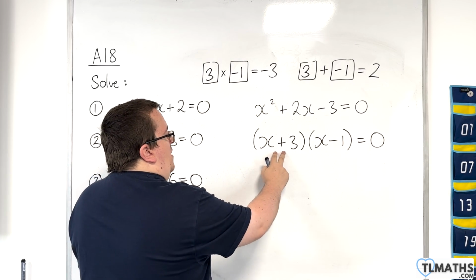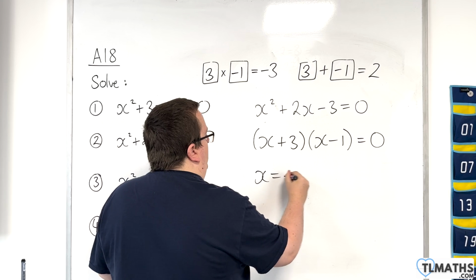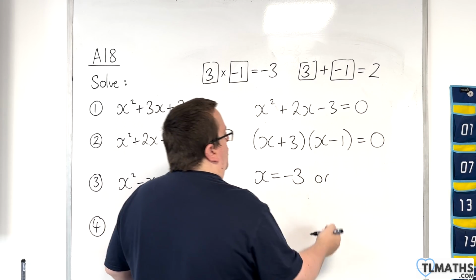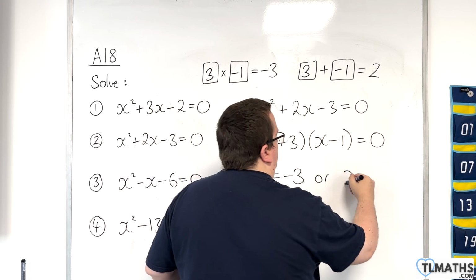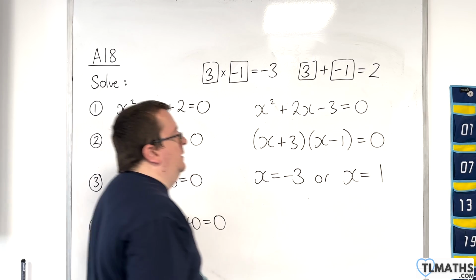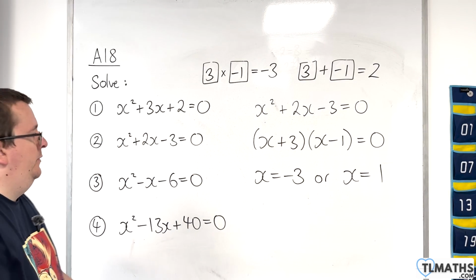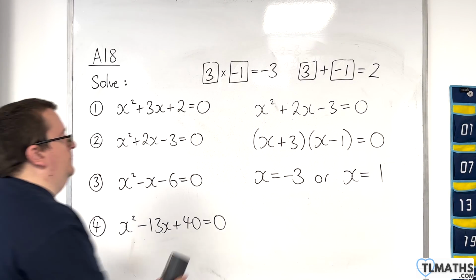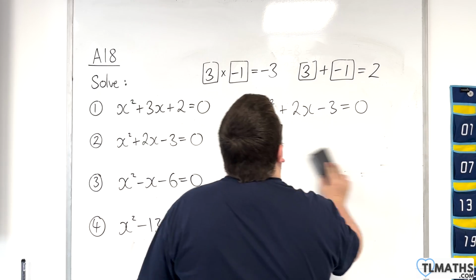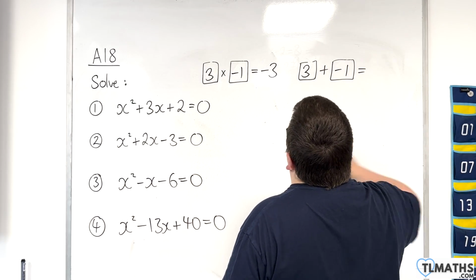So it factorises to x plus 3, x take away 1. So either this bracket is 0, in which case x would be equal to negative 3, or this bracket is 0, in which case x would be equal to 1. And there are 2 solutions.